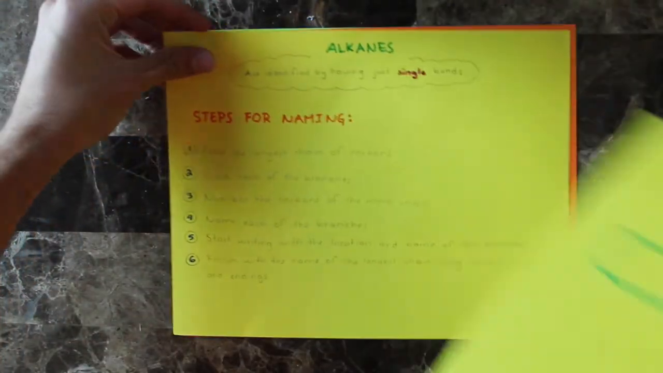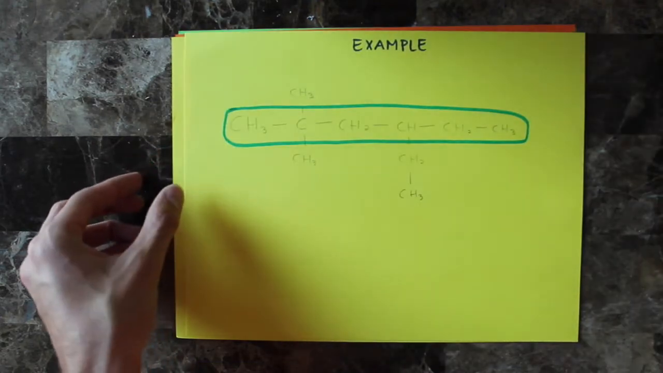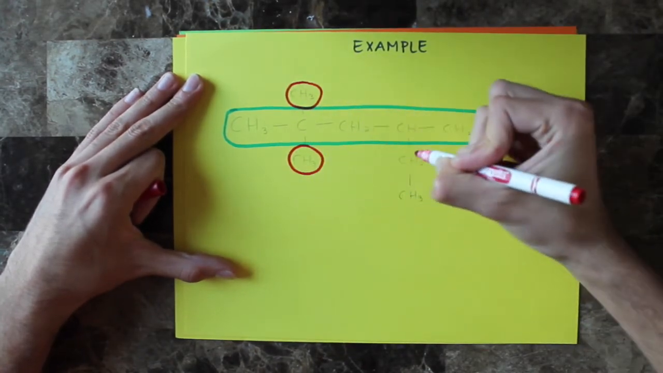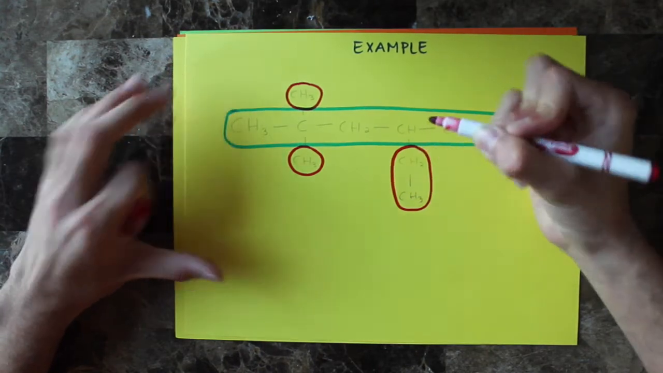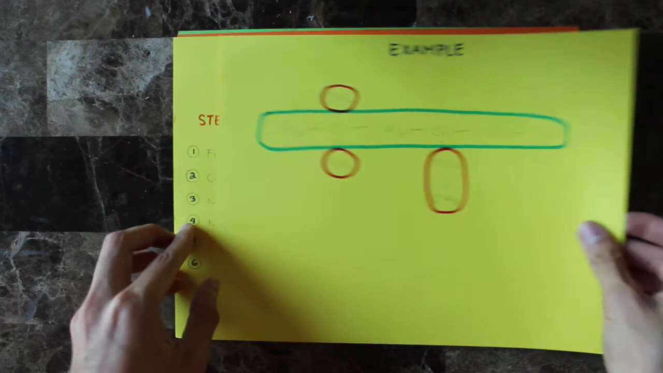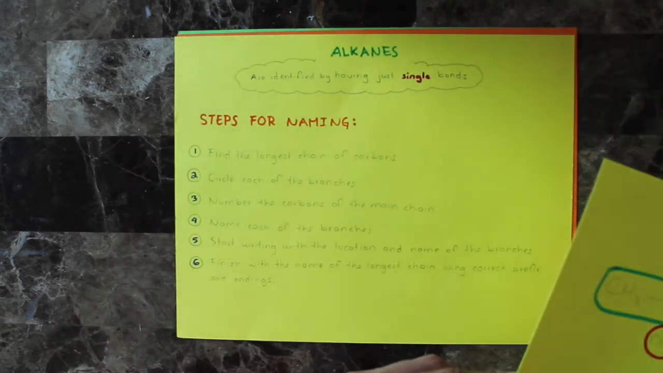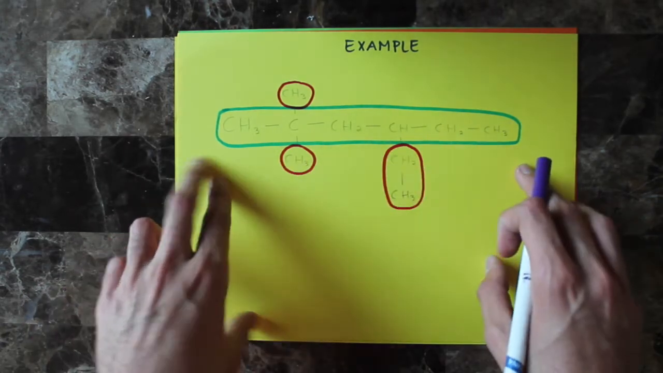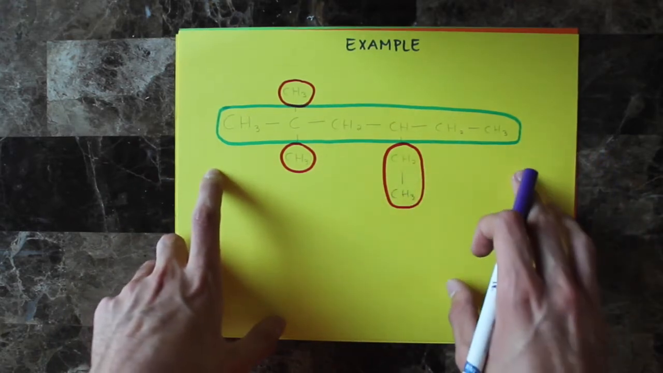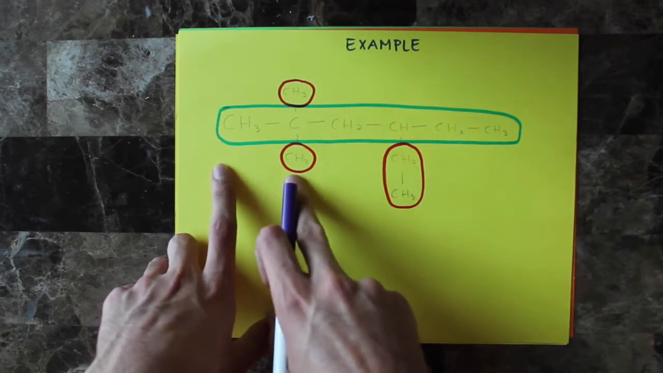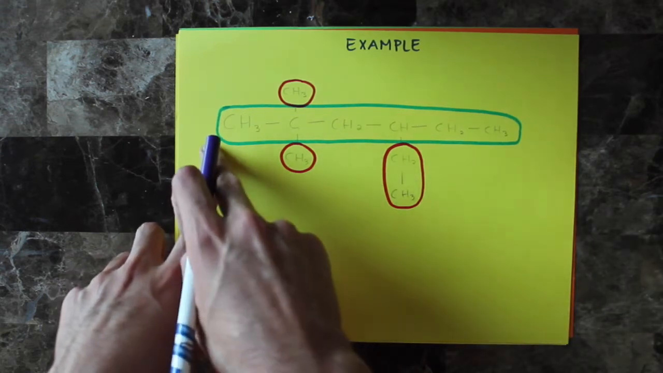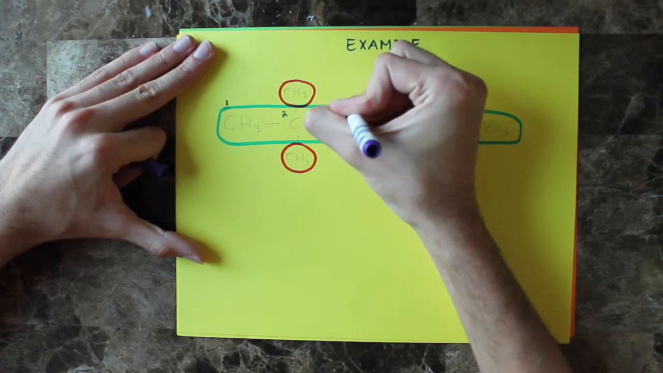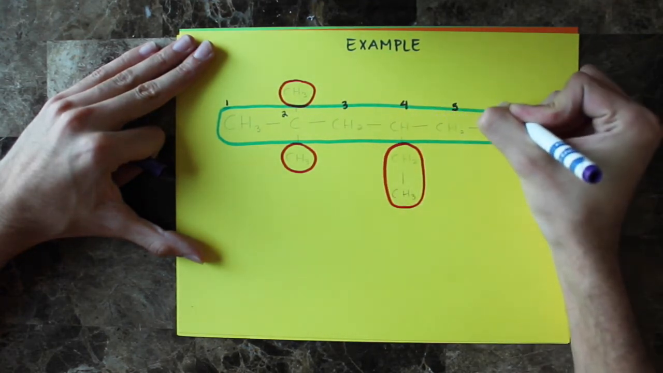Now let's check step number 2. Circle each of the branches. Now we have here our branches. Now let's go to step number 3. Number the carbons of the main chain. For numbering the carbons, we could start from left to right or from right to left, but we must start from the side where the branch is nearest. So we'll start from here: 1, 2, 3, 4, 5, and 6.